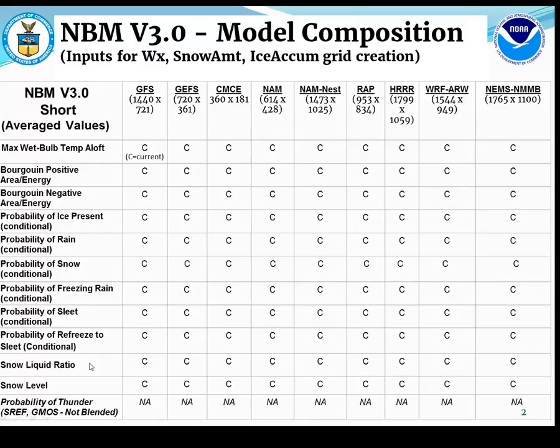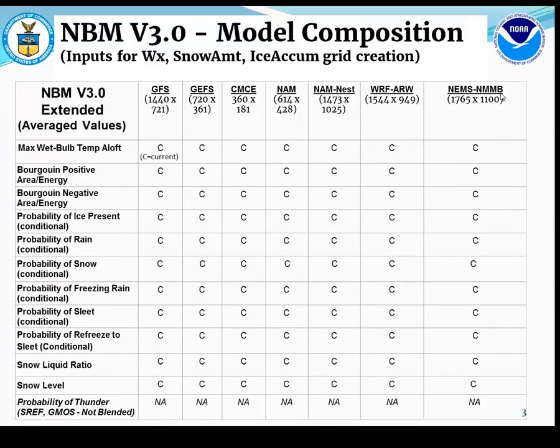A few other fields also included in NBM version 3 are the snow to liquid ratio, snow level, and the probability of thunder. Along the top part of this chart, you can see some of the model inputs that are going into creating these fields. These are the short-term guidance values or models.